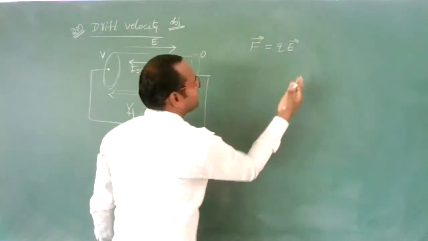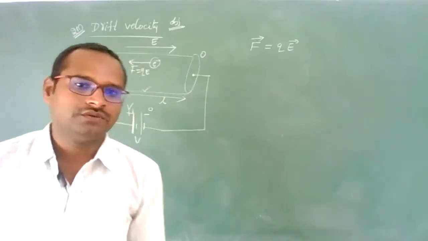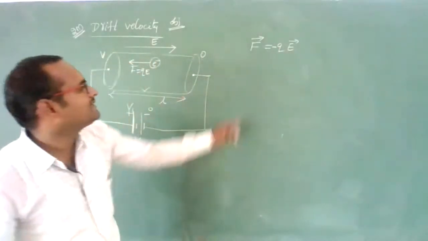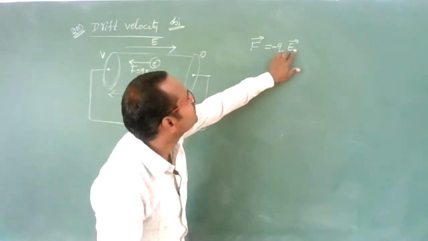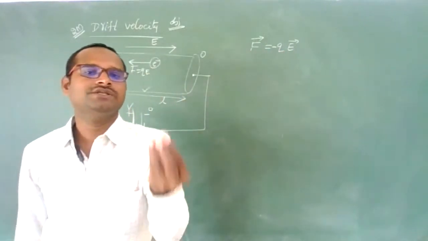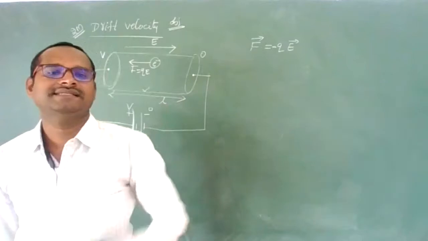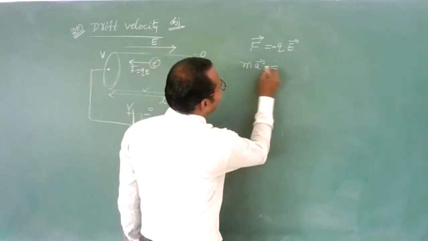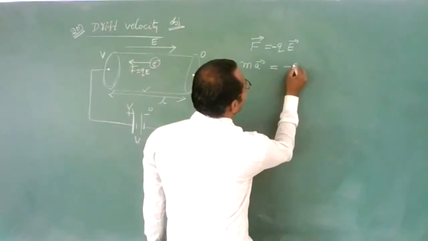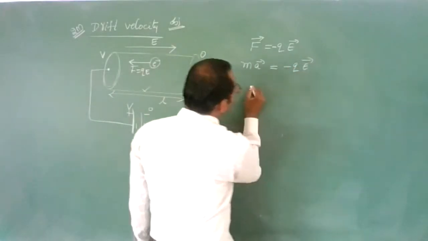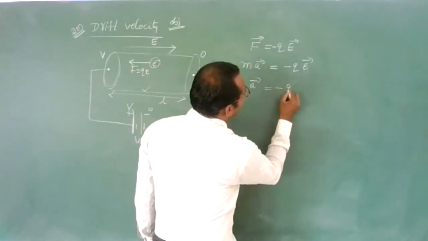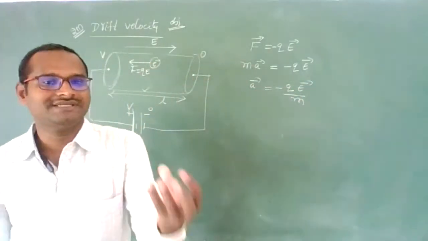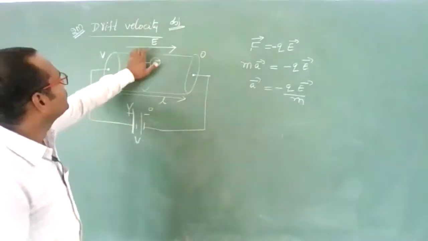E bar, that is the magnitude of force if you want. Now, because the electron is a negative charge, I'll write minus q E bar. Minus sign indicates that force is in the opposite direction to the electric field. And we know, according to Newton's second law, F can be written as ma, mass into acceleration. Means m into a bar, acceleration being a vector, can be written as minus q into E bar. Then a bar can be written as minus q times E bar divided by m. So this is the acceleration produced in an electron due to this electric field.